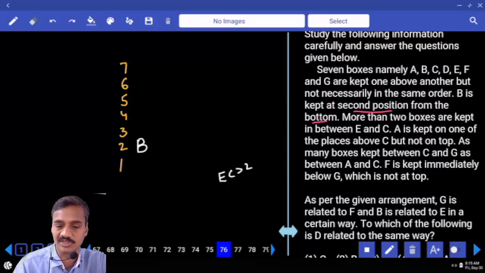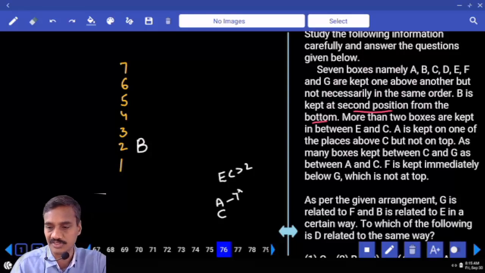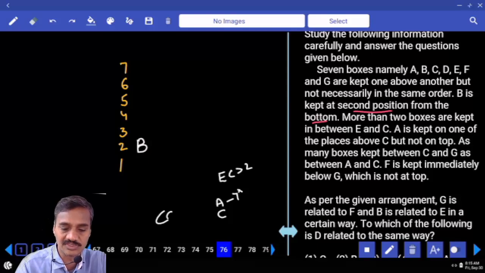A is kept at one of the places above C. A is at one of the places above C, but not on the top. A cannot be at the 7th position. A is not at the top. And as many boxes between C and G as between A and C. Now C and G is same as A and C.